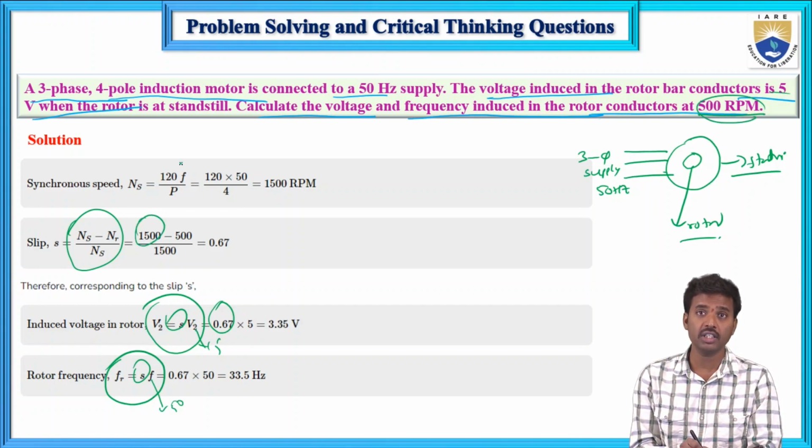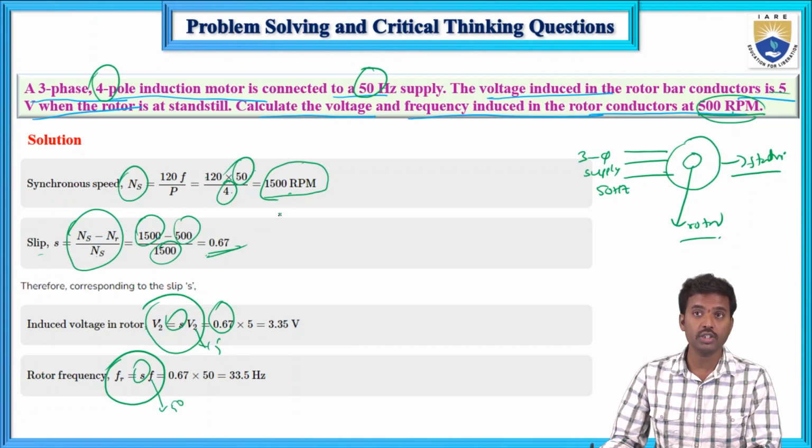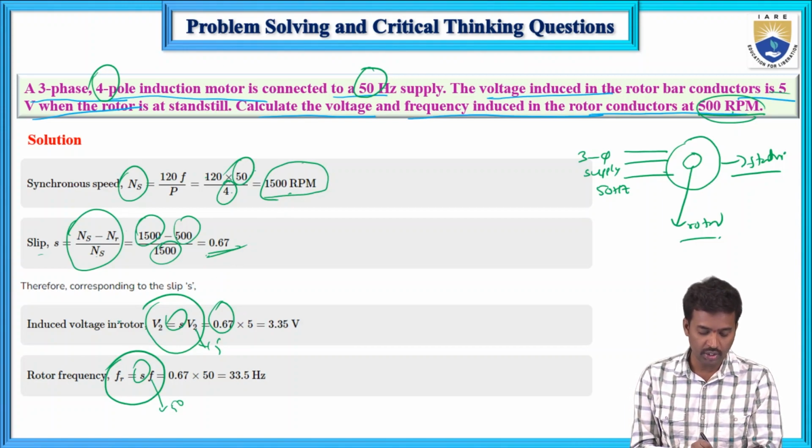How will we calculate the synchronous speed? Synchronous speed equals 120 f by p. Here 120 into f by p, where f is 50 and p is 4. So 120 f by p equals 1500 rpm. And next, slip equals (Ns minus Nr) divided by Ns, that is 1500 minus 500 divided by 1500, that equals 0.67. So this is the corresponding slip, equal to 0.67.